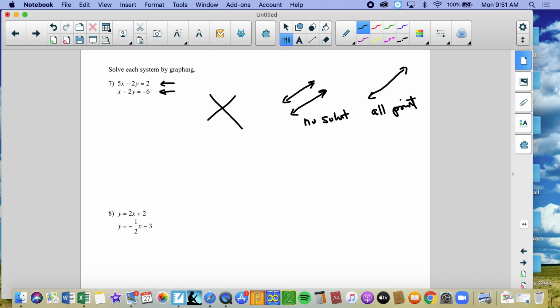Some schools will tell you infinitely many points. Infinitely I don't like because it doesn't tell you the location. This is one point, it's a location. No solution means there's no points. All points on the line is a very specific location. So understand that's what we're doing when we use systems.